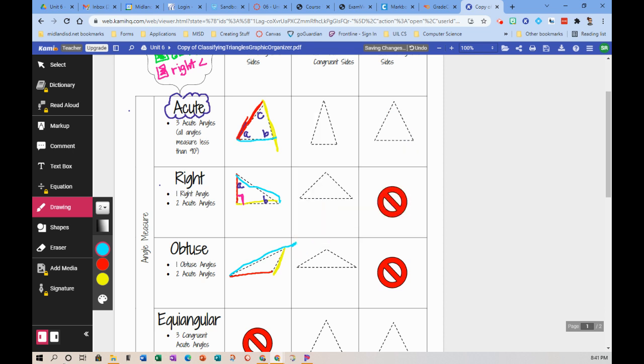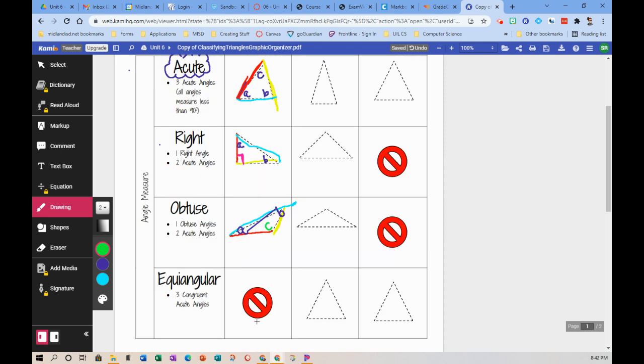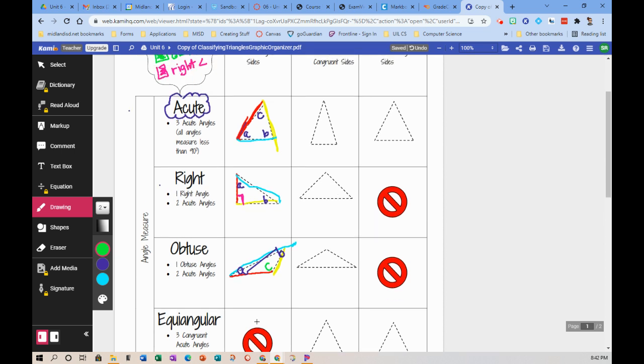All right, so once again, we have our angles. We have 2 acute angles, A and B. And then we have our obtuse angle, which is green, which is C down here. And we do not have any equiangular because if we are equiangular, we don't have all congruent sides. All right, let's go back to the top.